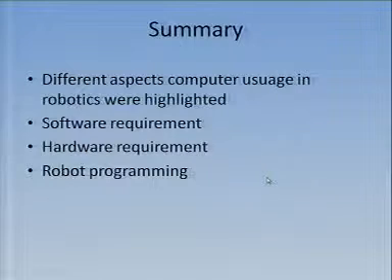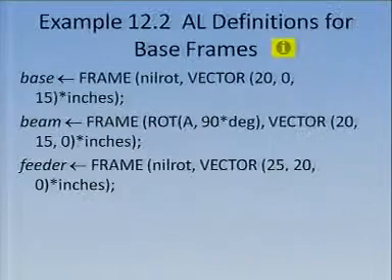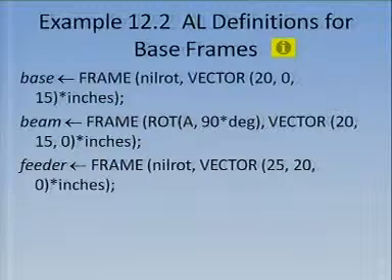So, with this I summarize: different aspects of computer uses in robotics were highlighted. Software requirements are mentioned, hardware requirements are also explained, and robot programmings are defined. In this lecture I have not explicitly talked about any particular programming language, because different companies will use different programming languages. So, there is no point in understanding a particular language.